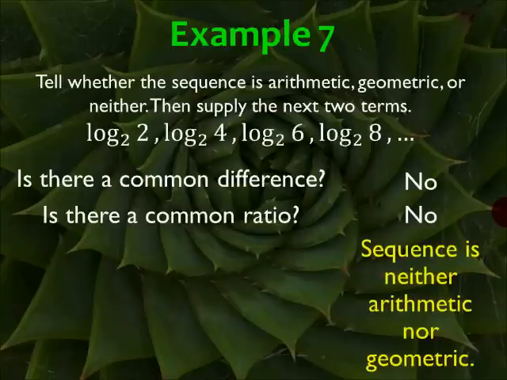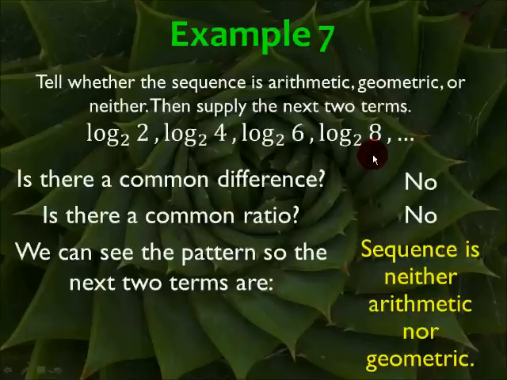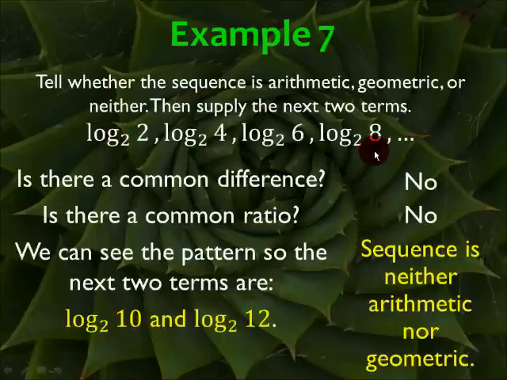But while the sequence is neither arithmetic nor geometric, you can still figure out the next two terms by noticing that the number inside the log increases by 2 each time. So the pattern for the next two terms is log base 2 of 10 and log base 2 of 12, and that's your answer. So you have an arithmetic sequence with the numbers inside the log, but that doesn't make the overall sequence arithmetic because you don't have a common difference. It's not geometric because you don't have a common ratio. There will be some sequences that satisfy neither, just like we had with the Milpitas temperatures.